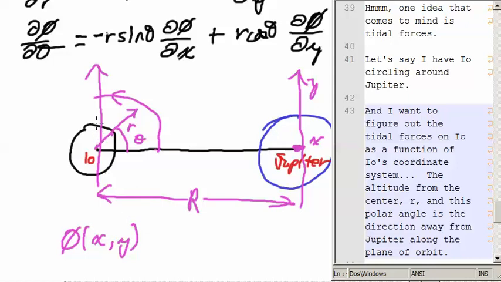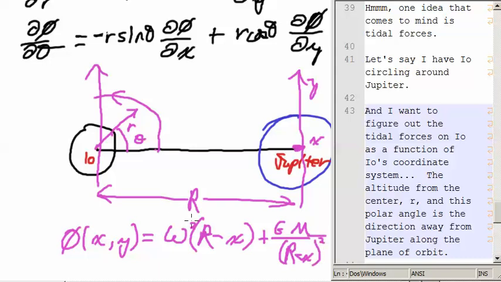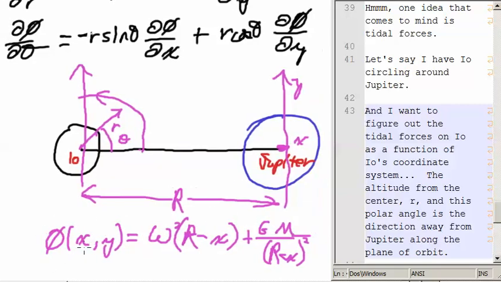The tidal effect, I think, is going to have very, very little basis on the y direction. It's almost entirely going to be due to the x direction, and the tidal effect is going to be, I believe, omega squared r. Let's make it omega squared capital R. Omega squared capital R minus x, and then I'm just going to put a plus sign here for now while I figure it out, G times the mass of Jupiter over capital R minus x squared. This will be our fictional centrifugal force, and this would be the actual gravitational force. Now, the big problem right here is that this is not a scalar. The tidal effect should have a direction, I believe.